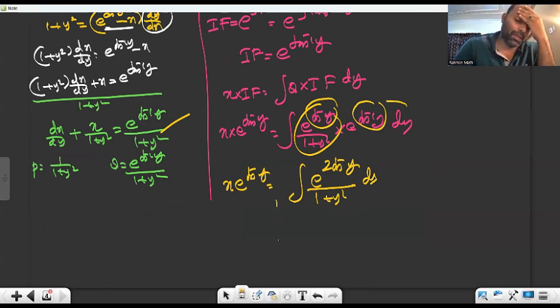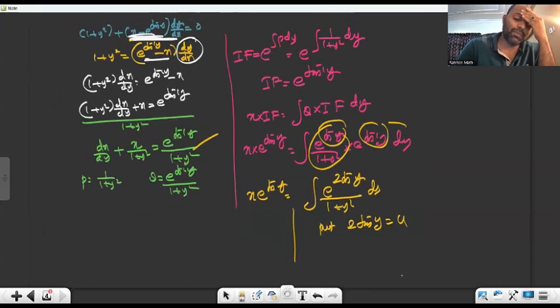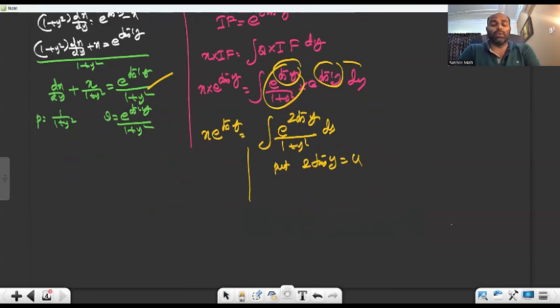Put this part, 2 tan inverse y equal to u, because otherwise we can't simplify it. Therefore, derivative. What's tan inverse y derivative? 1 by 1 plus y square equals du by dy, because we are differentiating with respect to y.